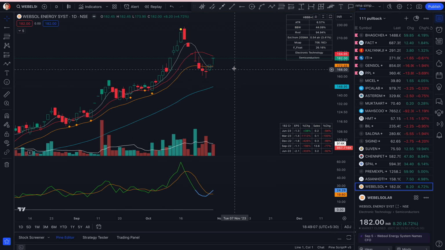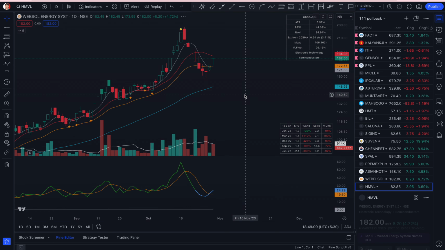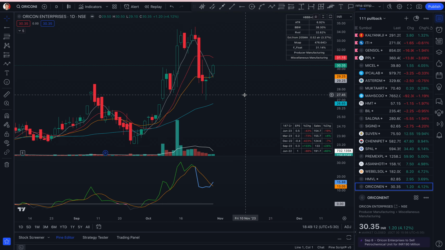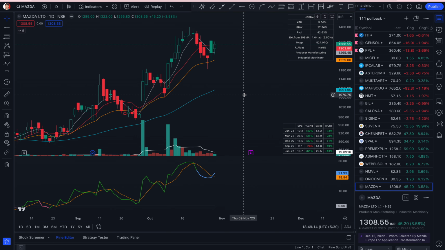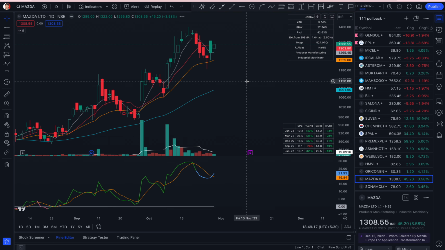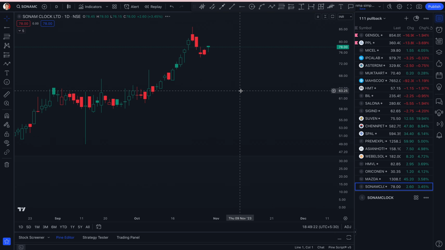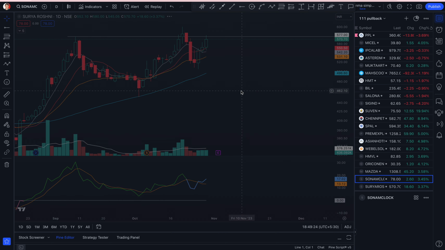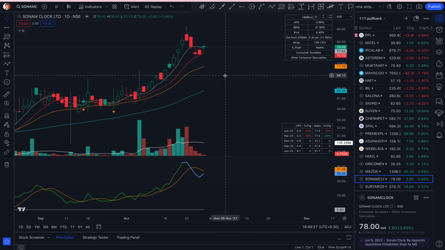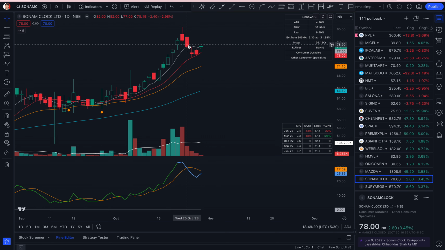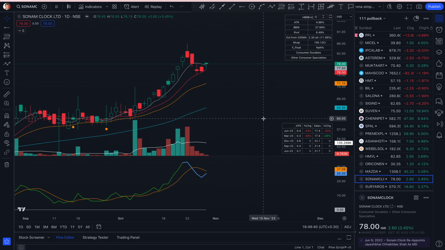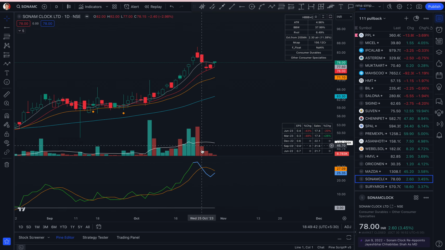Similarly, Websol today would have been an entry. So the breakout above this high will be an entry here. This is also a nice one. You see, one, two, three, and although today it already sort of reversed, you see the volume. The pullback volumes are very small, and this is a very constructive pattern when this happens.